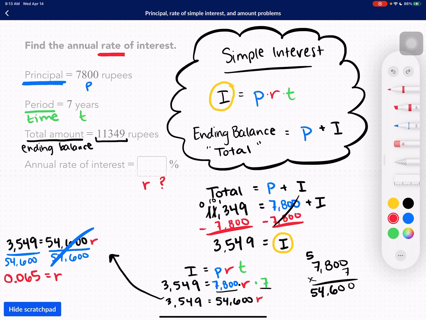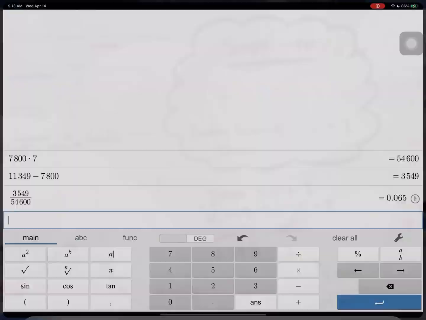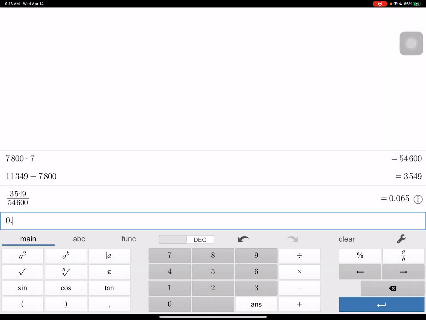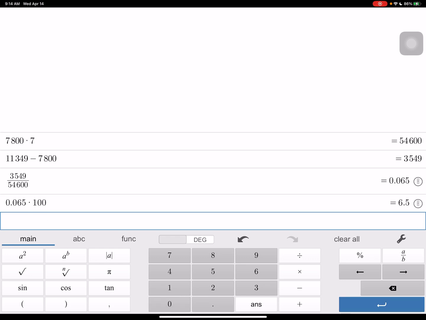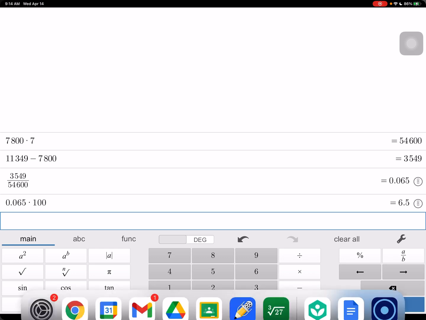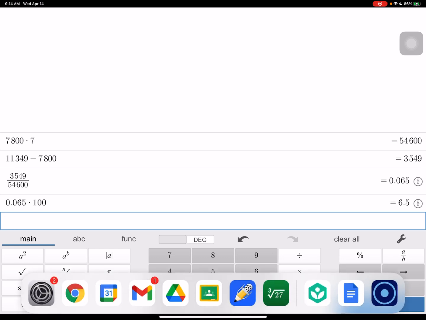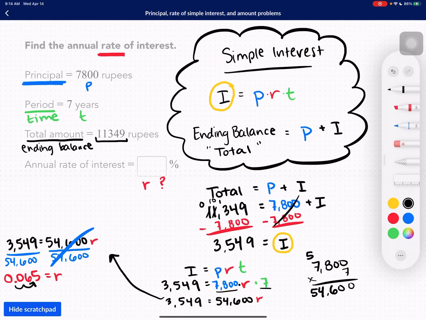So in order to write this as a percentage, you can either move the decimal to the right 2 times, or you can also just multiply the 0.065 times 100. And that is the exact same thing as moving that decimal to the right 2 times. So now our rate we know is 6.5. So this rate is 6.5%.